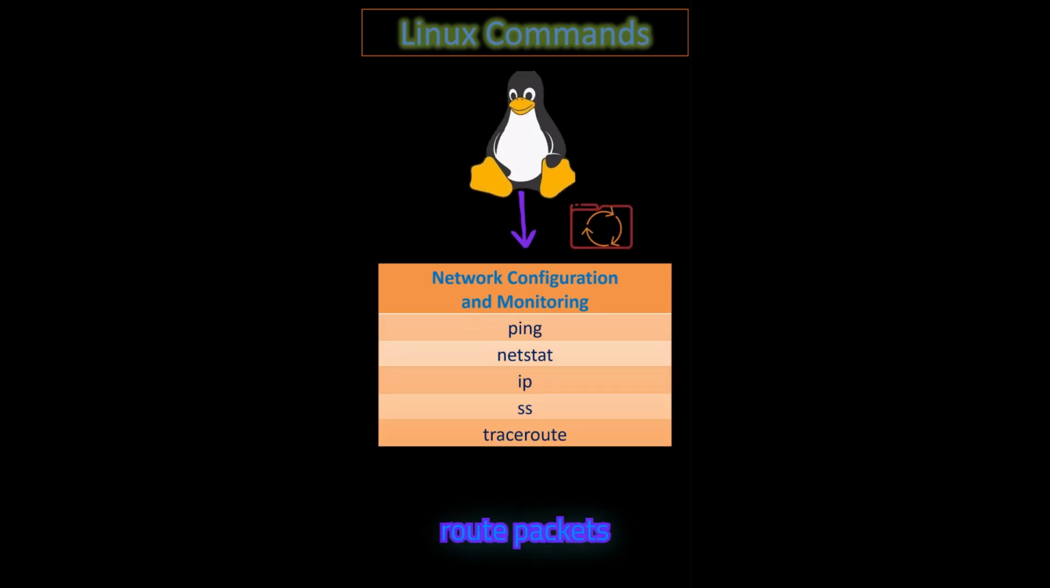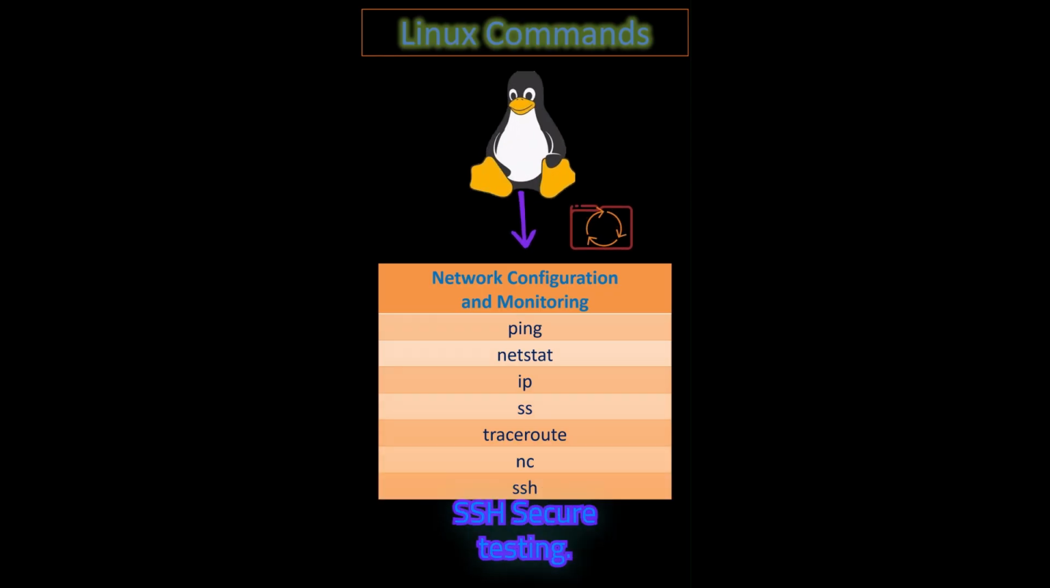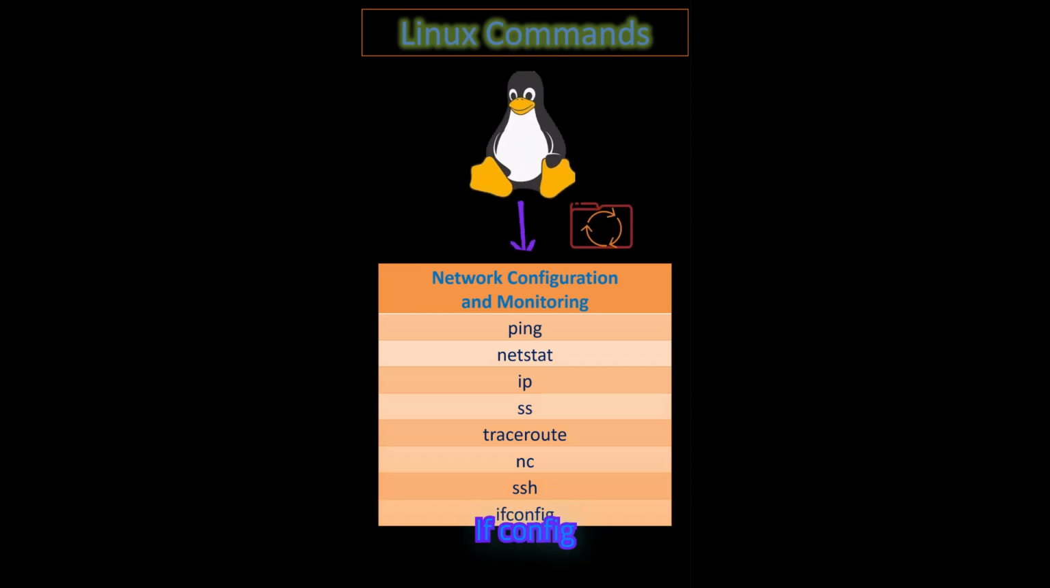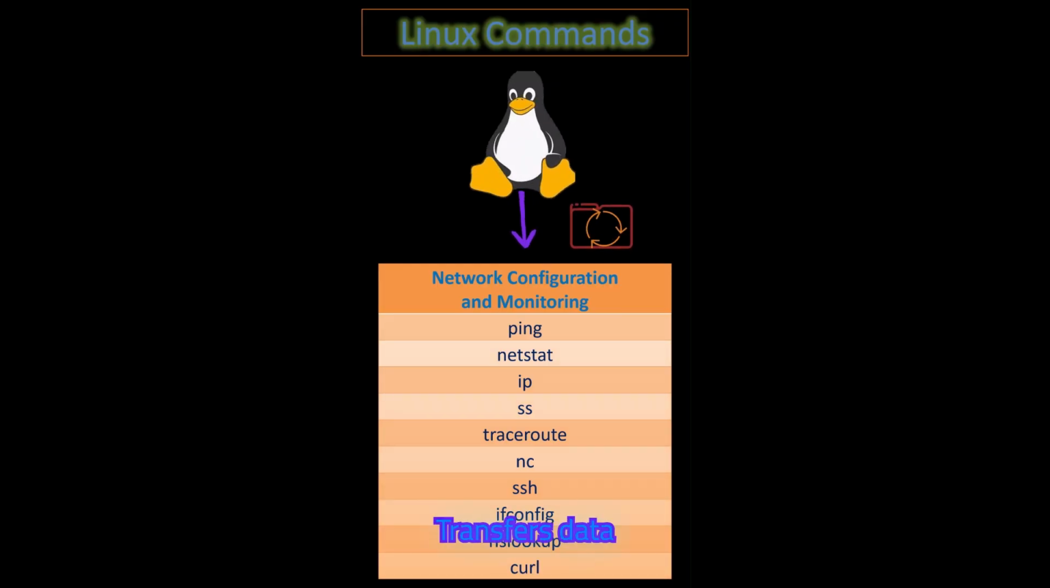Traceroute traces the route packets take to reach a destination, showing intermediate hops. NC, or Netcat, used for reading or writing network connections, debugging and testing. SSH, Secure Shell, allows remote login to another computer over a network. Ifconfig configures or displays network interfaces, deprecated in favor of IP. NSLOOKUP queries DNS servers to find IP addresses for domain names. curl transfers data from or to a server, supports multiple protocols, HTTP, FTP, etc.